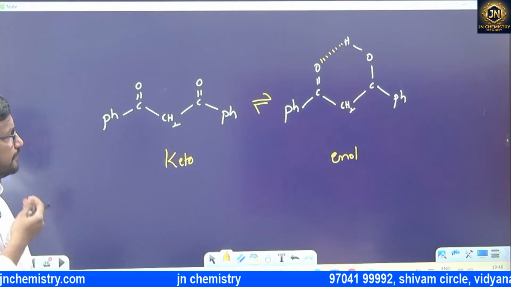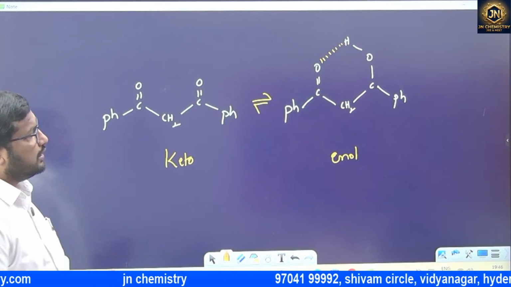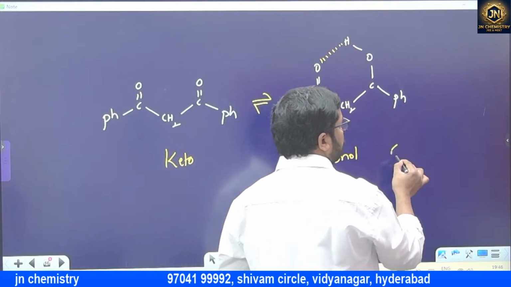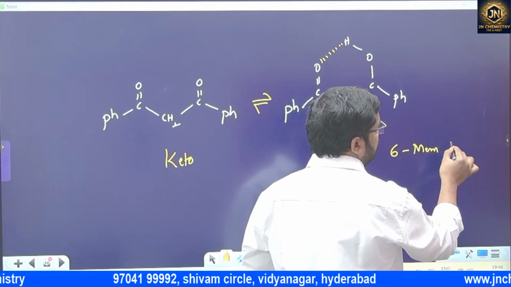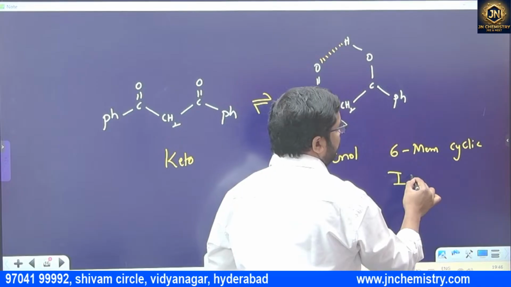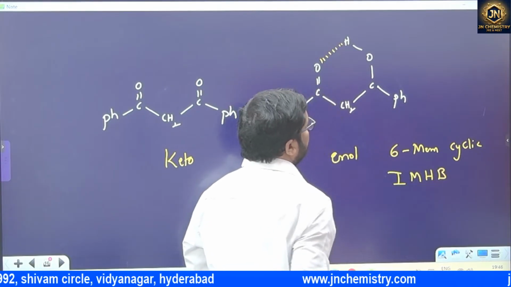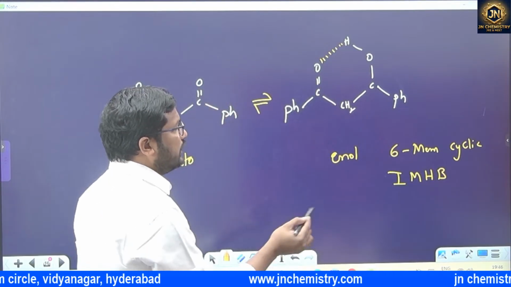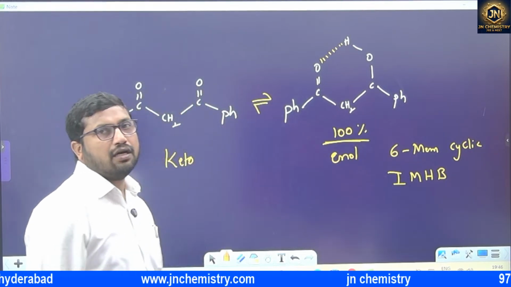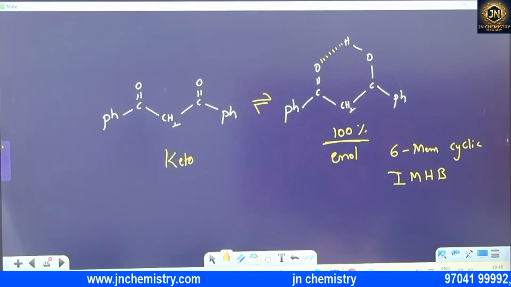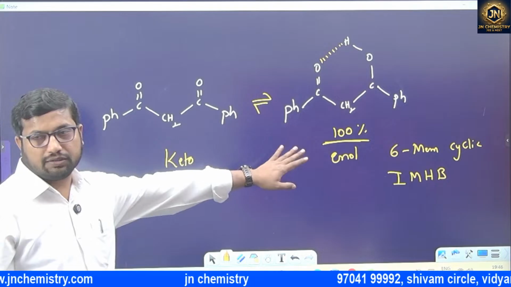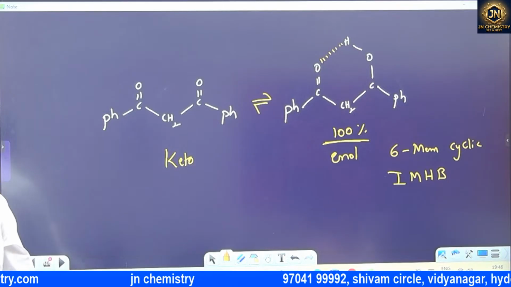Which enol form? I told you, which ring is forming? 6-membered. Whenever a 6-membered cyclic ring is forming, there is intramolecular hydrogen bonding and its resonance energy term. So here enol content is 100%. Enol content is 100%. Write it down. Keto enol, which is most, enol content is 100%. Example.